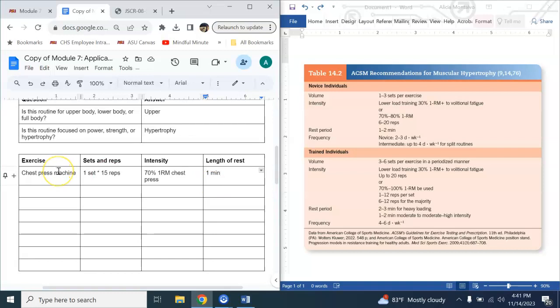All right, next thing. So this is a push exercise. The next thing I'm going to want to do is a pull exercise. So I'm going to do a lat pull down machine. I'm going to prescribe basically the same thing.